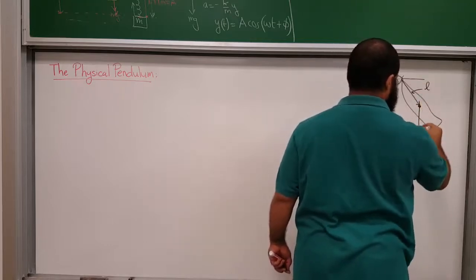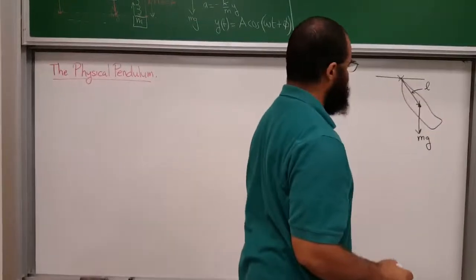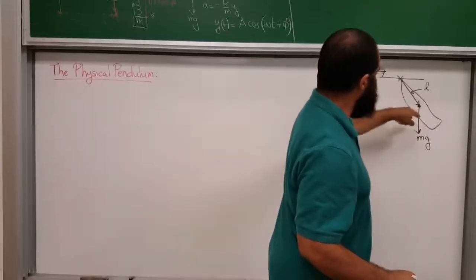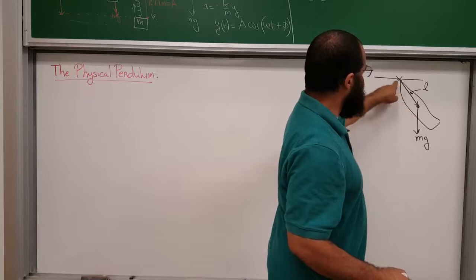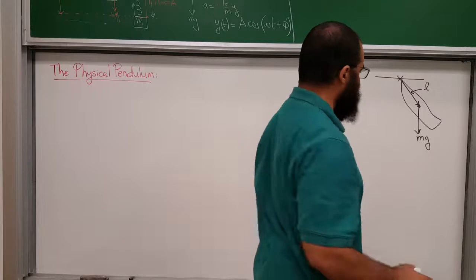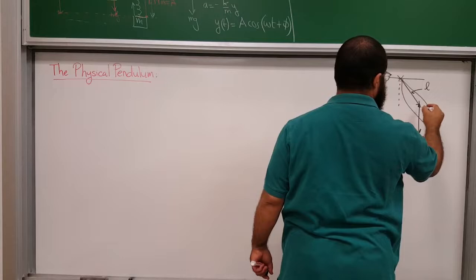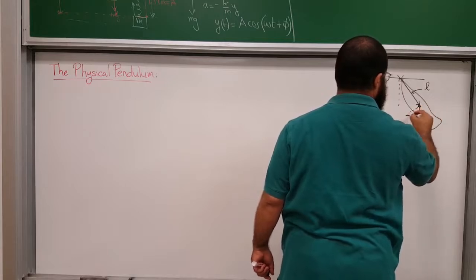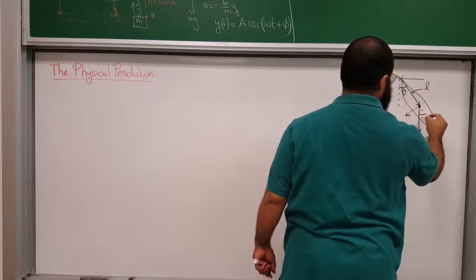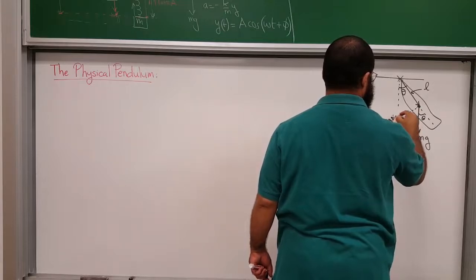And I have mg. So the only thing that can cause the external torque is this: the fact that the pivot point pulls on this will not contribute, because the distance from the pivot point to itself is 0, so it contributes 0 to the torque. So the only thing that's contributing to the torque will be this part of the mg. So here's theta. This part of mg is the mg sine theta.